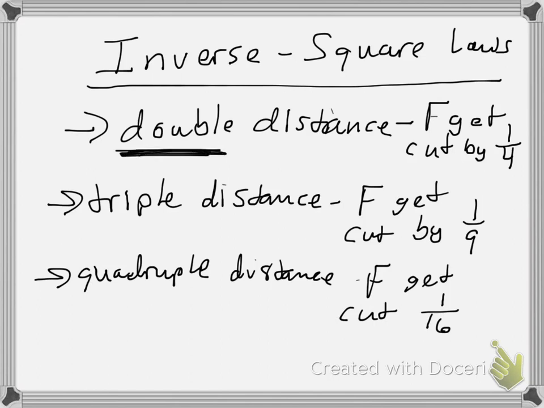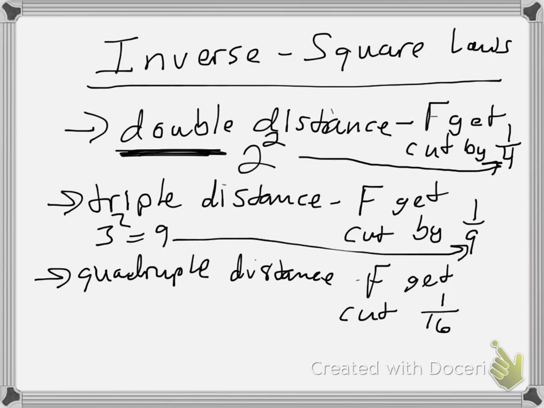If you double the distance, you're multiplying by a factor of 2. 2 squared is 4, but it's 1 over that because the square is in the denominator. If you triple the distance, you get 9, so the force gets cut by 1/9. If you quadruple the distance, 4 squared is 16, and it goes on the bottom because the square is in the denominator. So that is the meaning of the inverse square law. Okay, and it's one of the most important laws in all of physics and mathematics.